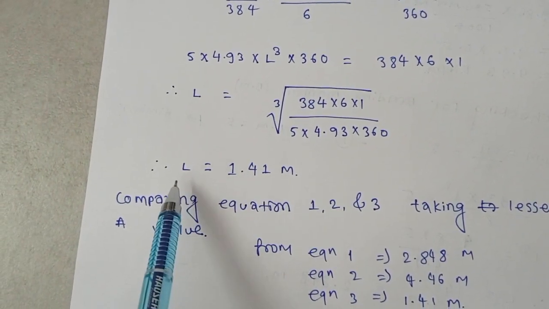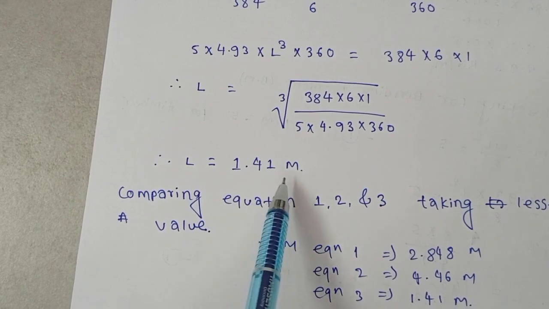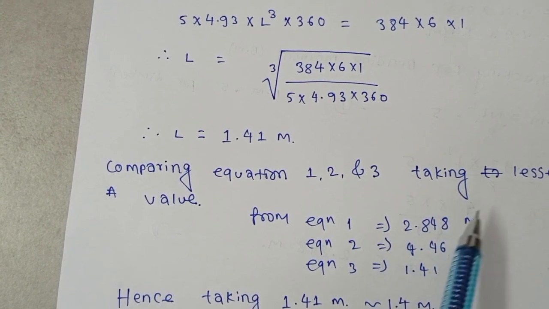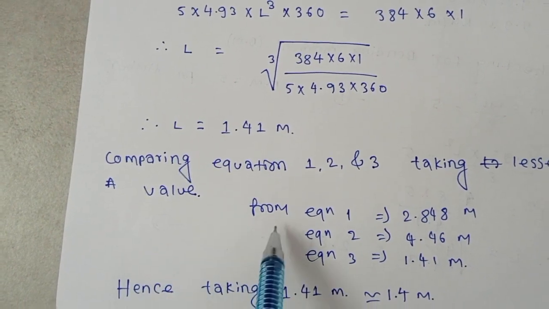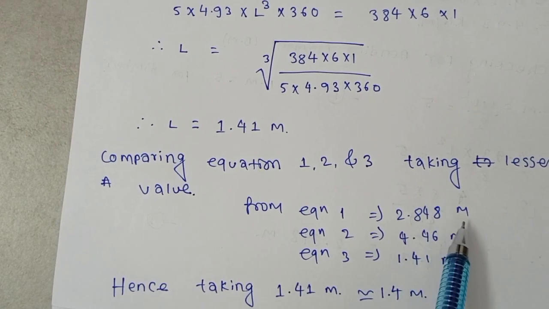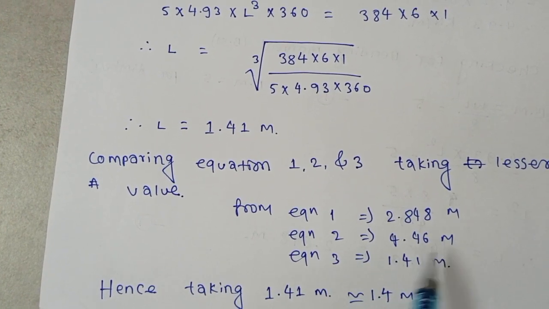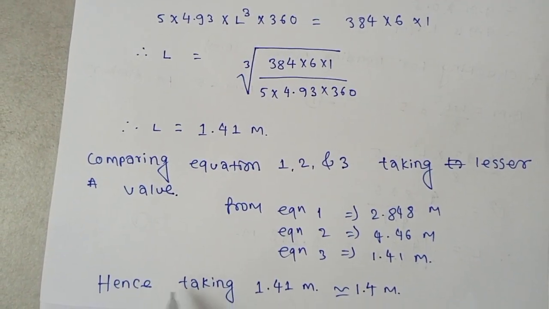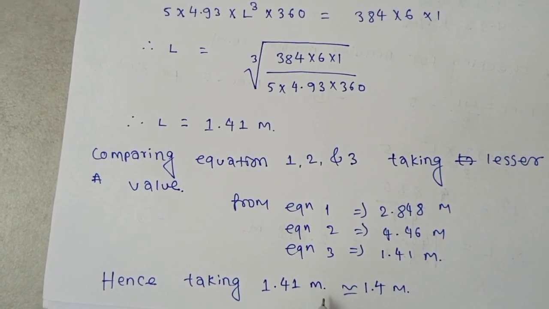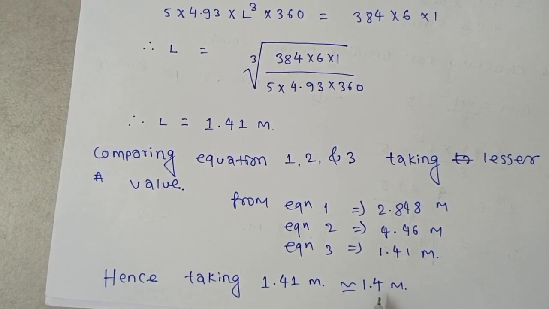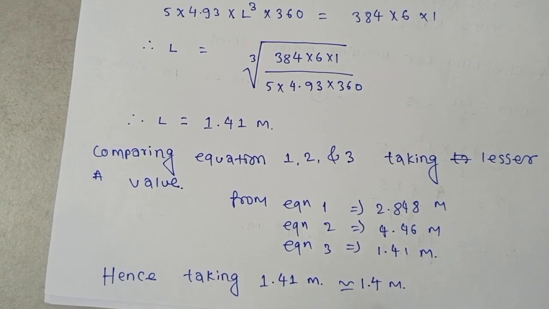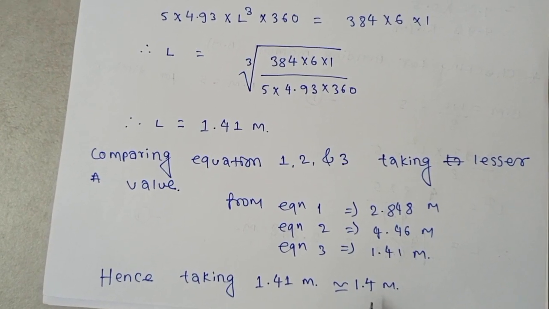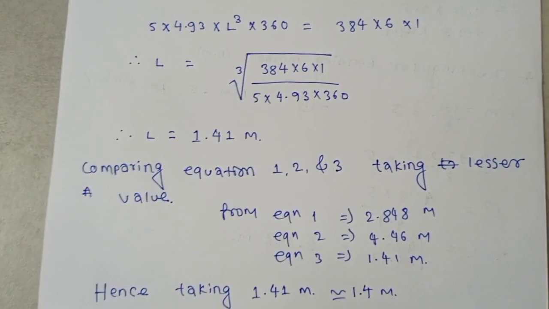Now we have calculated, and we have found L = 1.41 meter. Now comparing equations 1, 2 and 3, we take the lesser value. From equation 1 we have got 2.848 meter, equation 2 4.46 meter, equation 3 1.41 meter. Hence taking the lesser value, 1.41 meter, which is almost equal to 1.4 meter. If we take the lesser value, that will give more stability. That's why we are taking 1.40 meter.